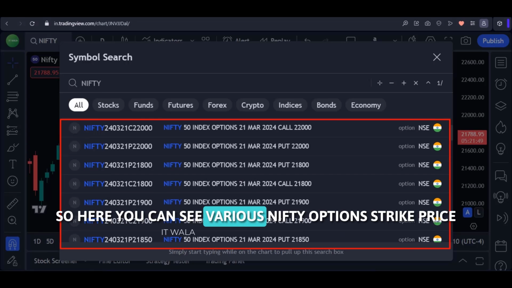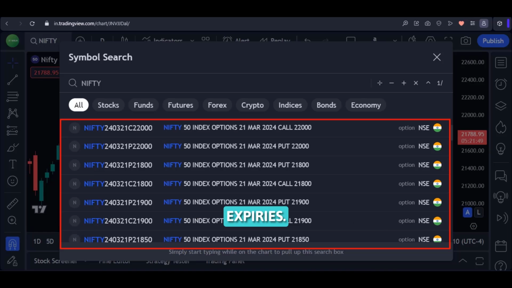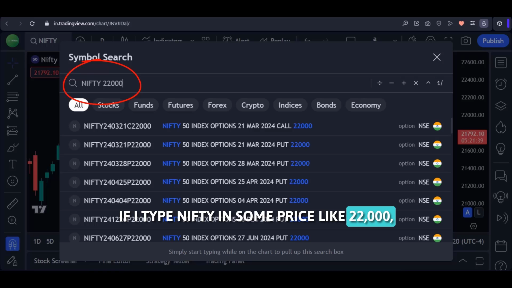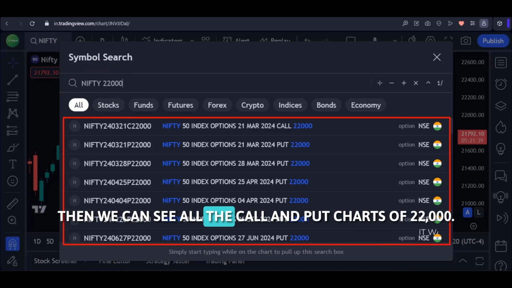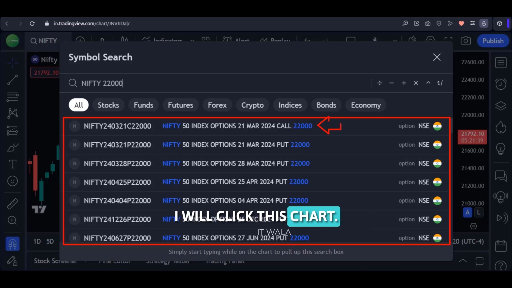So here you can see various Nifty option strike price charts of various expiries like March 21st and March 28th expiries. If I type Nifty and some price, like 22,000, then we can see all the call and put charts of 22,000 strike price of various expiries. I will click this chart.